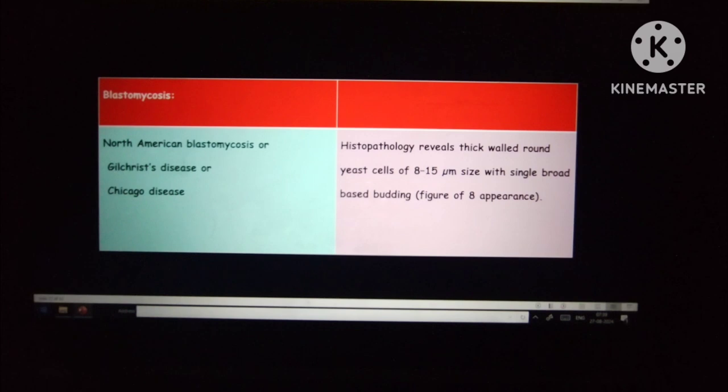So blastomycosis here is also called North American blastomycosis, Gilchrist disease or Chicago disease. So remember B: B is like 8. So it has a figure of 8 appearance, that is, it has a single broad-based budding.